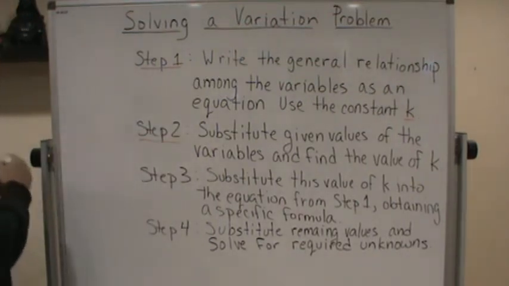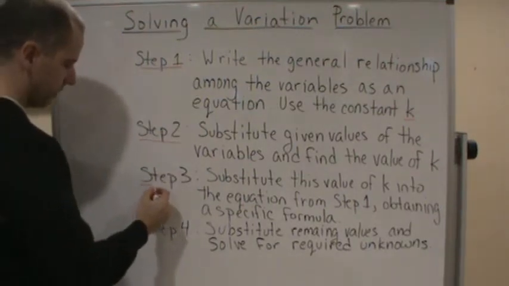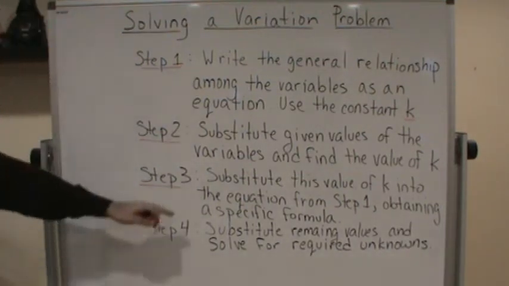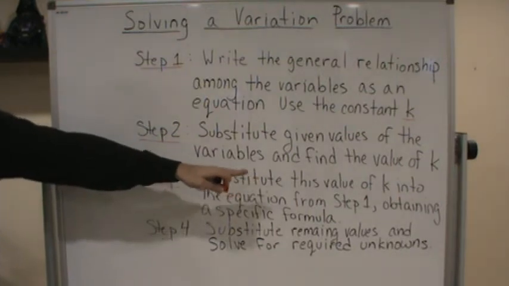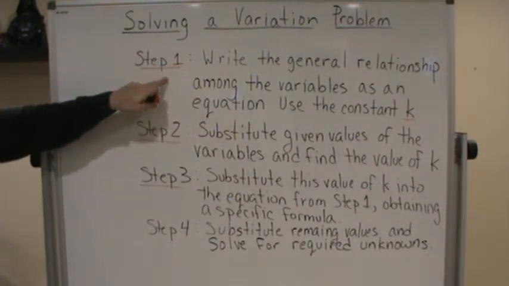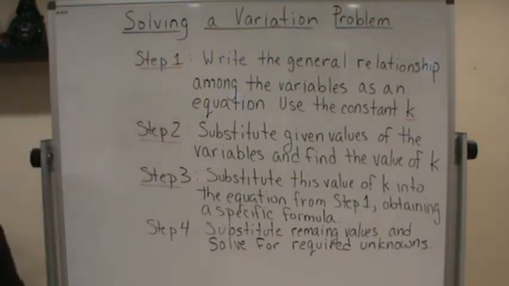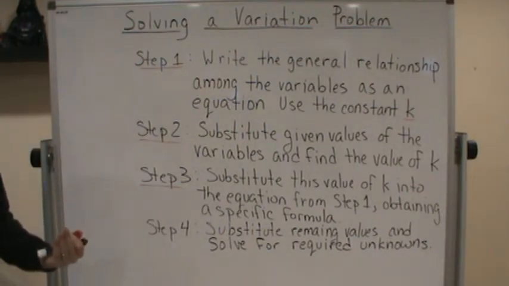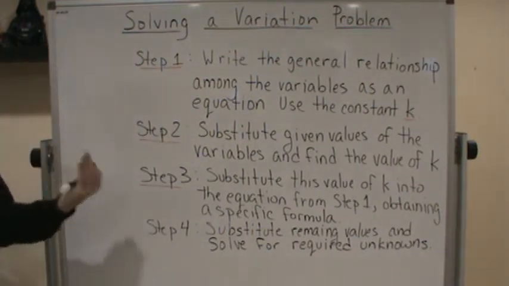Once we solve for k, step 3 says we're going to substitute k into the relationship that we found in step 1. That will give us a specific formula that gives us the relationship between the variables.